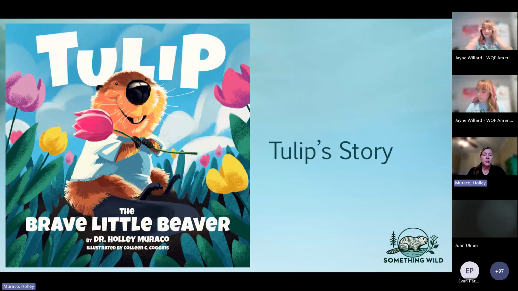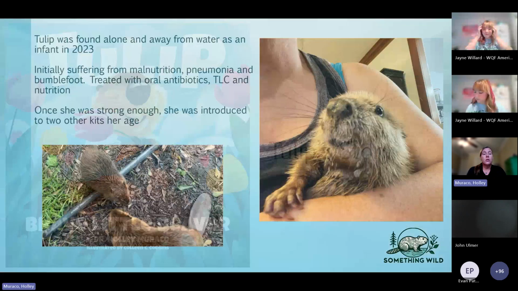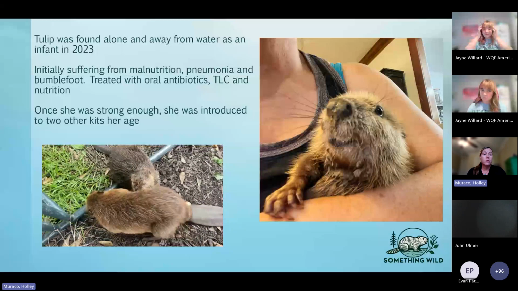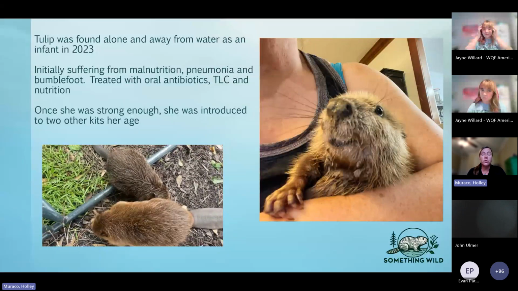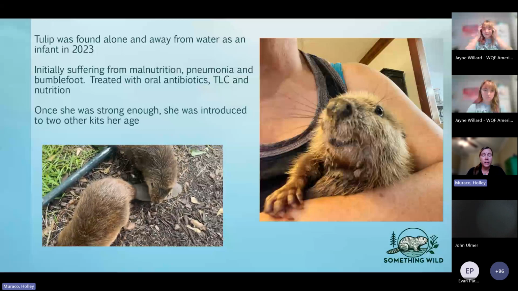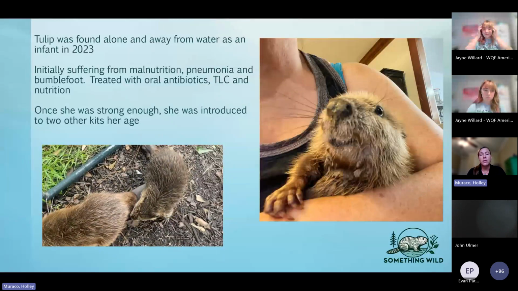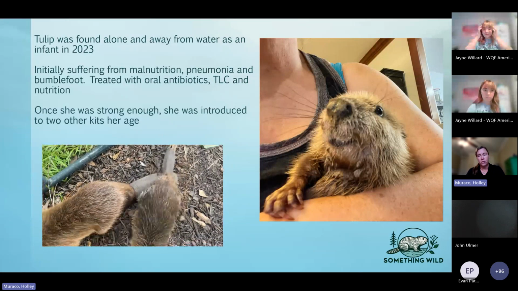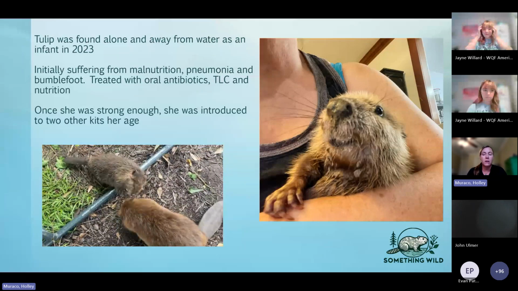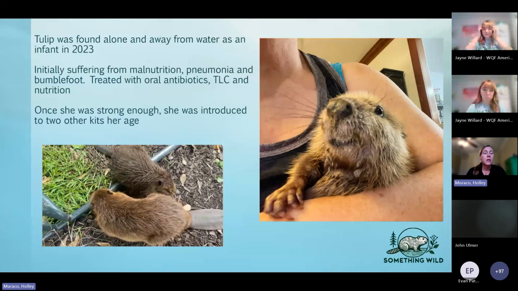So I want to jump into Tulip's story. It gives a great example of our mission and what we're trying to accomplish. Tulip was found alone and away from water as an infant in 2023. She was suffering from malnutrition. She had a really extreme case of pneumonia and bumblefoot. And pneumonia, of course, you can hear in that picture where I'm holding her, she would wheeze when she was breathing. So it was very clear that she had it, and then of course we had vet care.